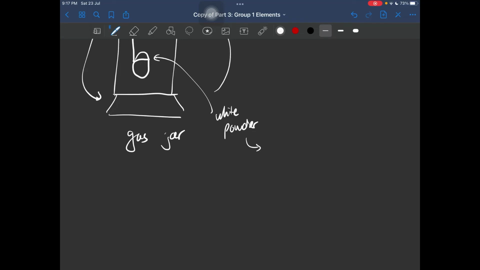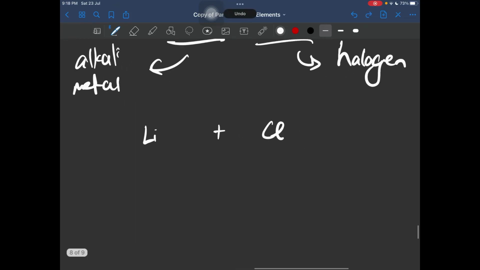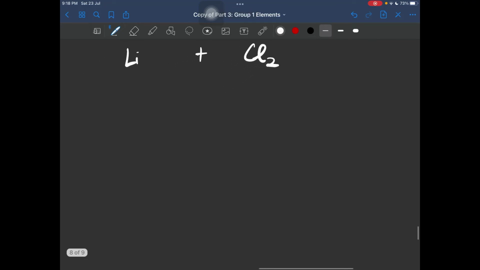Well, it is still going to produce a white powder, but it's not going to be a metal oxide. It will be a metal halide. The metal comes from the alkali metal, and the halide comes from the halogen. Let's say we have lithium with chlorine. So what will you get?